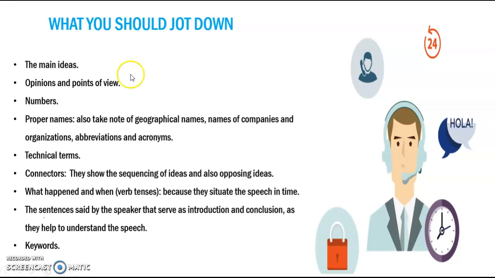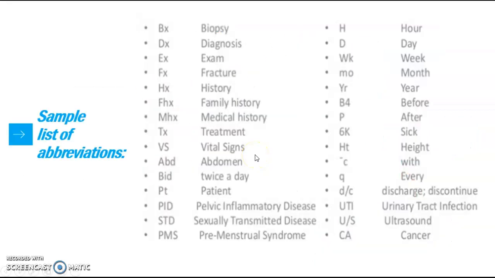As I was saying here, the specific names of people, data, numbers, or some other things that are necessary for the message. There are some examples of abbreviations, as you can see here. This is mostly from the medical field. As you can see, abbreviations like BX for biopsy, H for hours, D for day, W and K for week, and there are some other examples that are really common in the medical field.